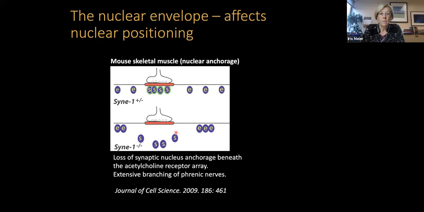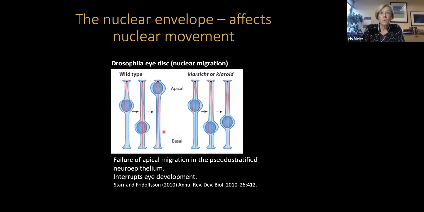These nuclei become dispersed, and these kind of individuals, as in case of a mouse here, have problems with the branching of the phrenic nerve. So the position of this nucleus here is important, although the precise molecular mechanism is not understood. The nuclear envelope affects nuclear movement.